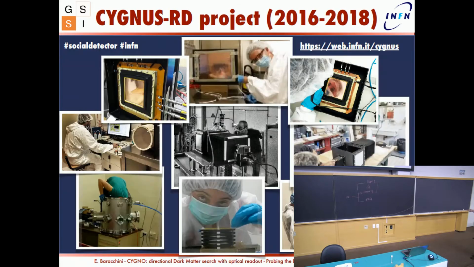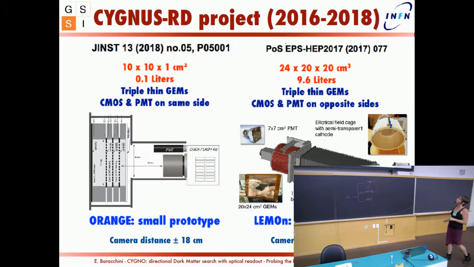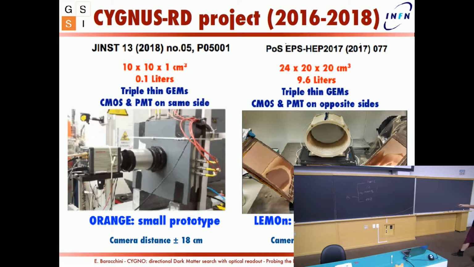This effort started, as I told you, in 2016, and since then we've built two detectors: a small one with a 10 by 10 centimeter readout surface and 1 centimeter drift, and a big one, which has a 24 by 20 centimeter readout area and 20 centimeter drift. This is nearly 10 liters, so it's already a fairly big detector, okay? And this is called LEMON. These are a couple of pictures. It is very cool that we built the field cage with a 3D printer.